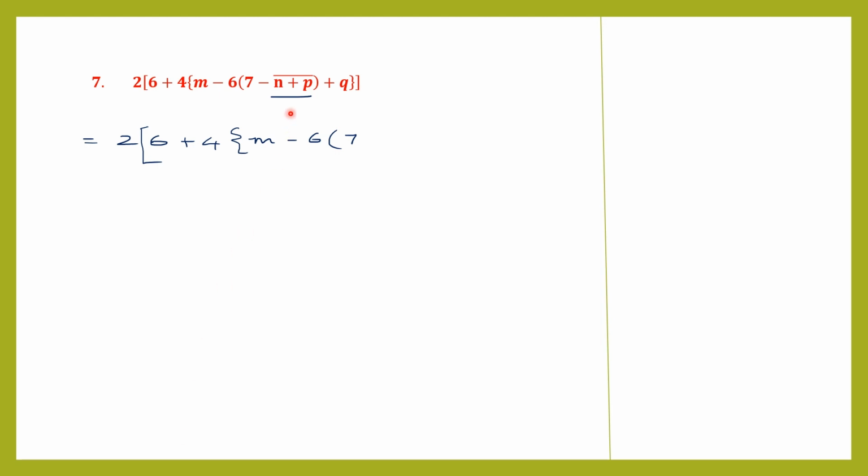Now we are going to work out what is inside, isn't it? Now n plus p, they are unlike terms. You can't simplify. So look at the sign before that. It's minus, so change the sign of n plus p. So n will become minus n and p will become minus p. So we're going to close the brackets. Then what is left is plus q and close brackets.